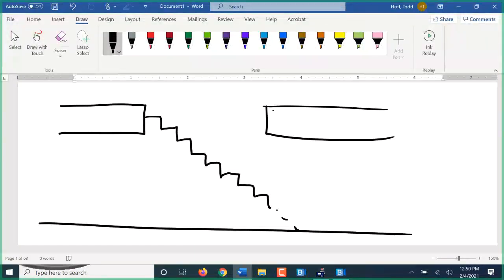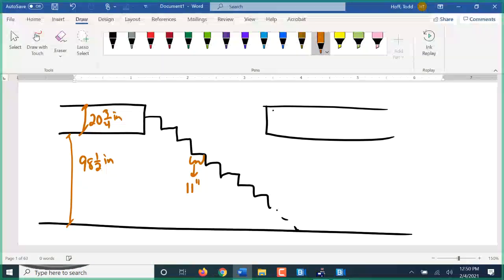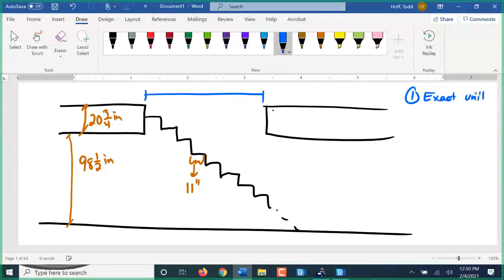So what we're going to look at here is, let's say we've got a floor thickness of 20 3/4 inches. A ceiling height in the lower level here, 98 1/2 inches. And I will give you a tread of 11 inches. I want to find two things. I want to find, one, the exact unit rise. In other words, the riser height. And two, I want the stair opening. Assuming I want 6'8" head clearance.